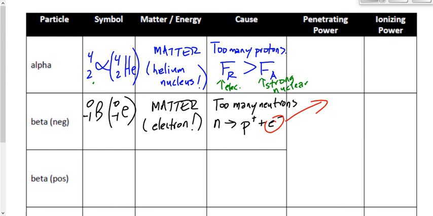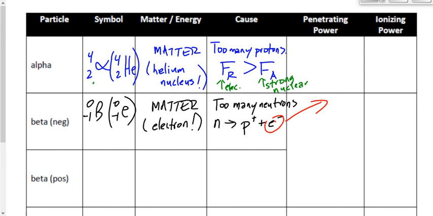We had a certain number of neutrons which made the nucleus energetically unstable. So we changed a neutron into a proton, which made it more energetically stable. But as a byproduct of that, an electron was also produced, which we kicked out of the nucleus club because it doesn't belong there.